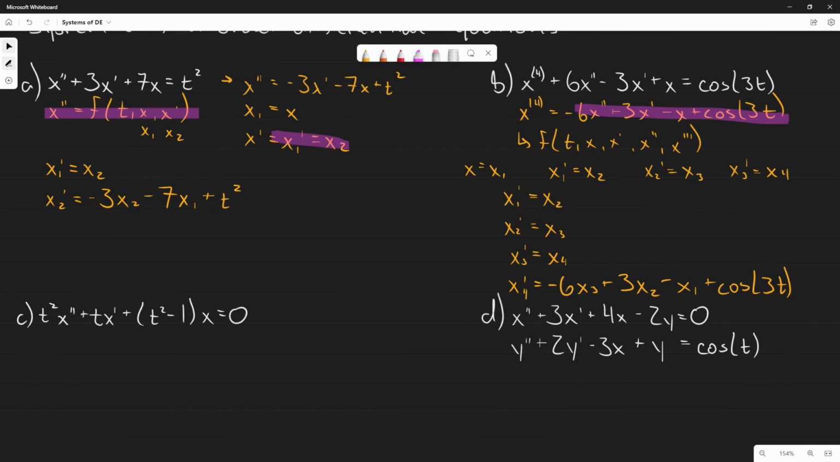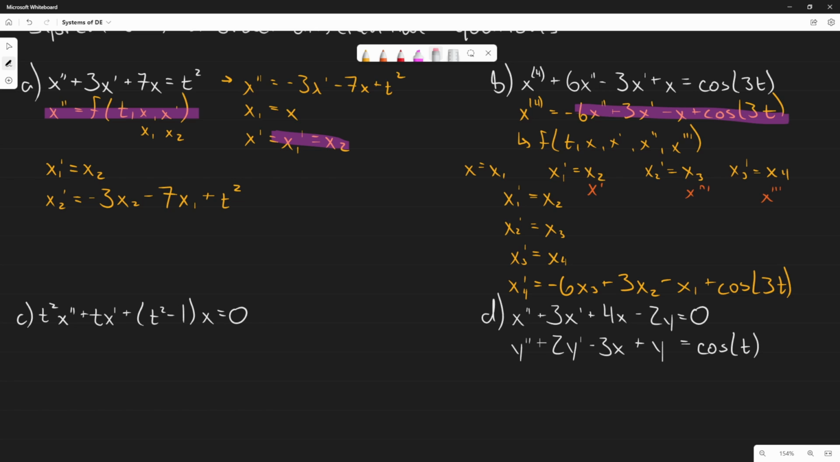And then you can verify by just plugging it in, because x1 is equal to x, so x1 prime will be x2, which is x double prime, and then x2 prime will be x triple prime, and then x3 will be x to the fourth.